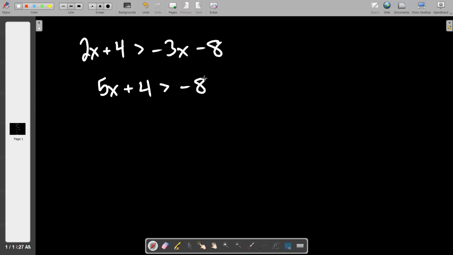Now, what do we do? Subtract 4. Subtract 4, giving us 5x is greater than -12. And then what do we do? Divide by 5, giving us x. Should I switch the sign? No. I don't care if the 12 is negative. I'm not dividing by a negative, so I keep it. x is greater than what? Good. And you guys get the idea. I don't need to graph this one. You'd make an open circle, mark your boundary, shade it to the right. Piece of cake.